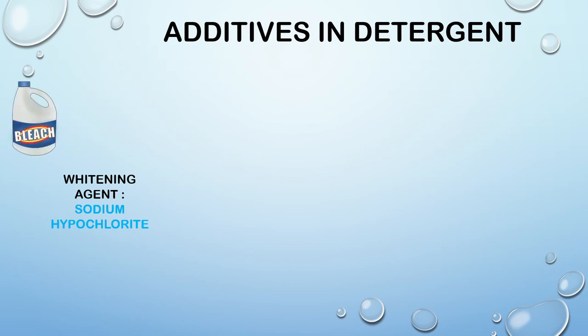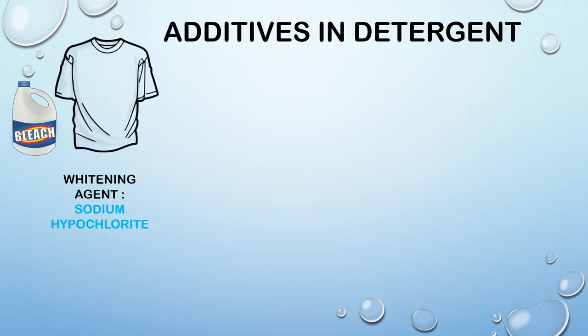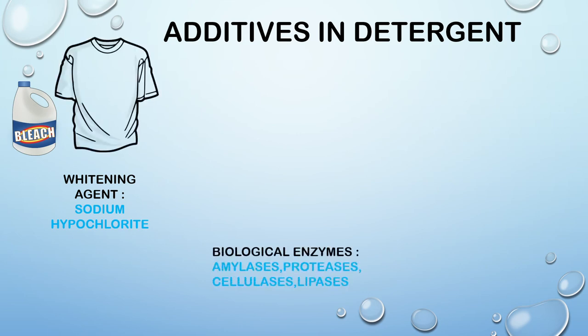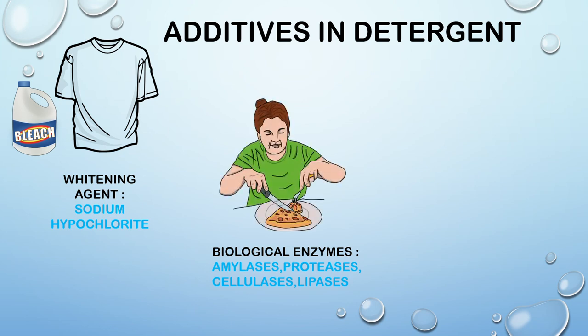Whitening agents such as sodium hypochlorite are added into bleaching detergents to make your clothes appear white. Biological enzymes such as amylase, protease, cellulase, and lipase are added to break down oil, food, and dirt on our clothes.